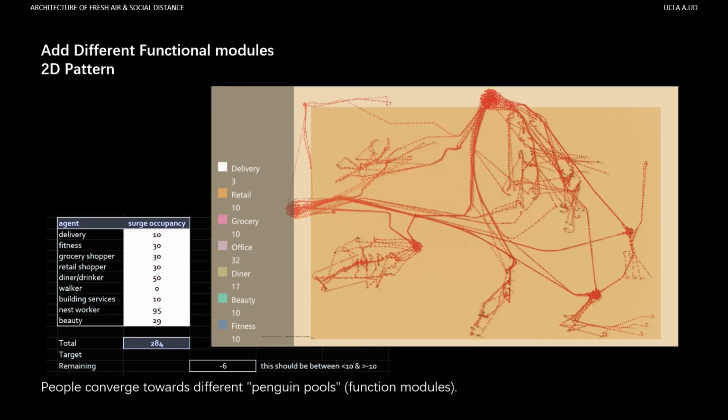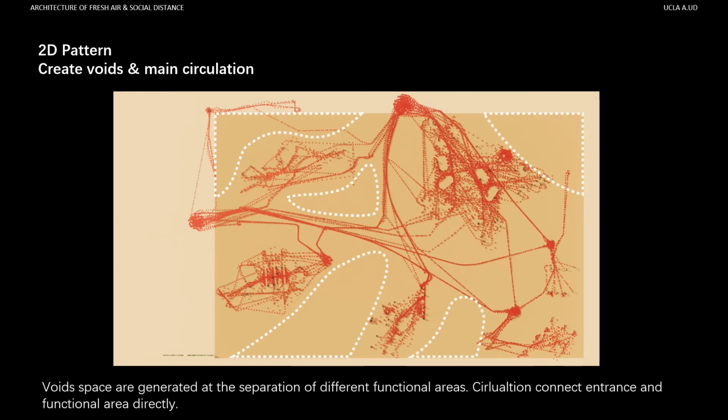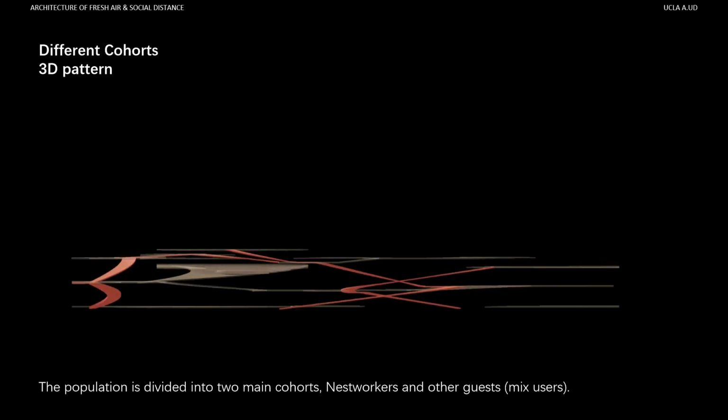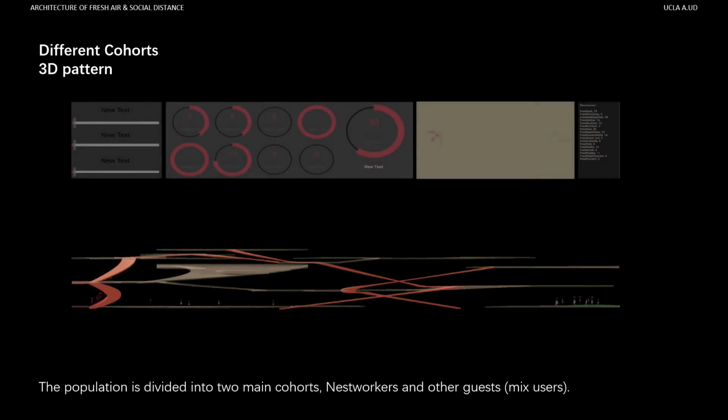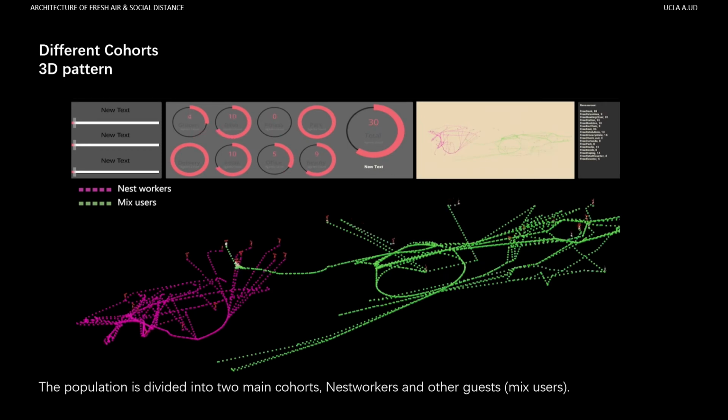We can see that people move towards different function pools with different activities to form the 2D path. According to the 2D pattern, I find the gaps were guaranteed between different modules, and these gaps become the void space in my design, and circulation connects entrance and function area directly. Then I move the function modules to different levels to make the 3D patterns according to the 2D pattern. The people are divided into two cohorts, the nest workers, the purple one, and the mixed users, the green one. According to their circulation, I can get the 3D patterns.